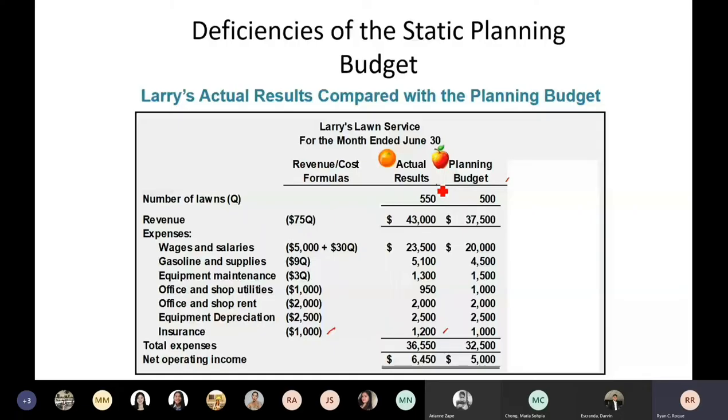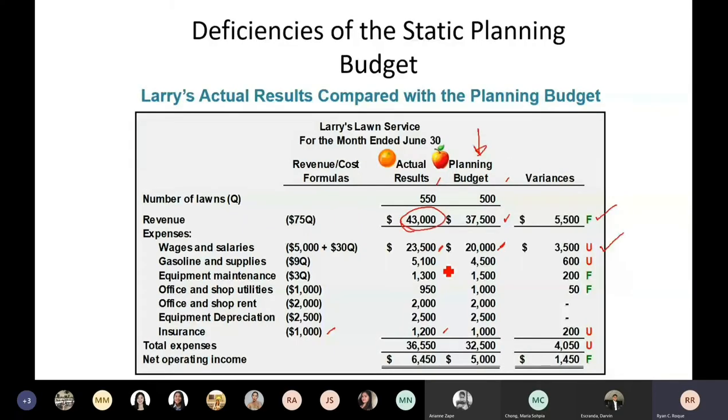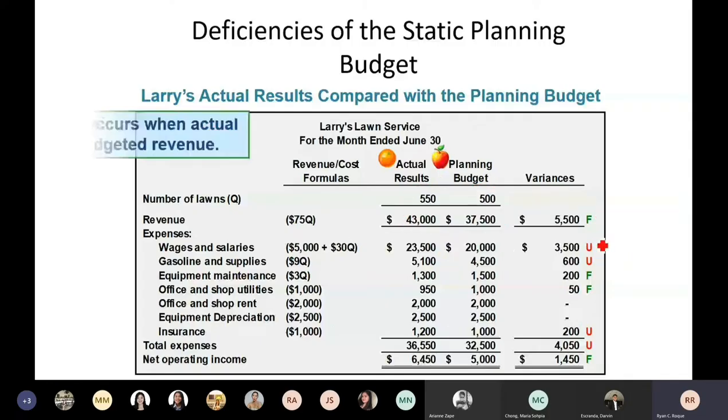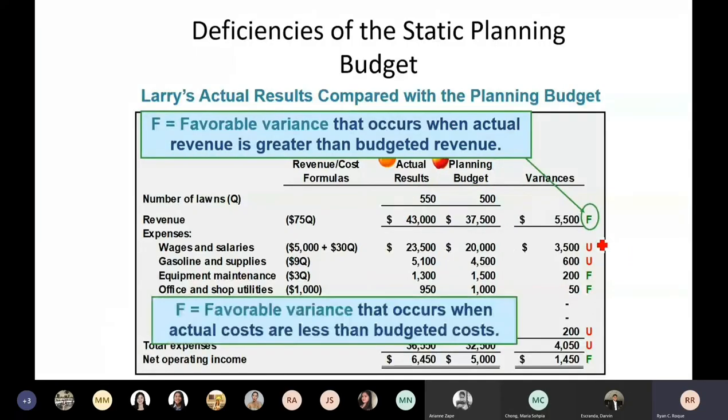Okay, so sige. Going back. Ayan, so we are doing the price computation here. So gasoline, we expected 4.5, but the actual is 5.1. Mas mataas ng 600 yung expense, kaya unfavorable. So you do that in all the items here. Now, kaya lang, 500 ang plano, pero 550 ang actual. So anong nangyari sa interpretation natin?